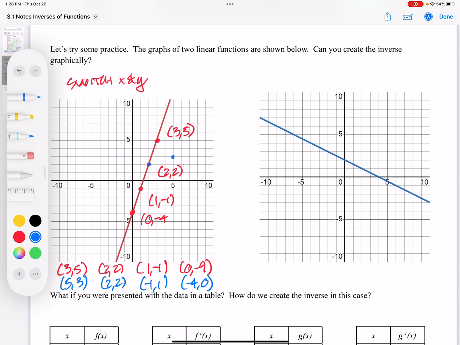Now if I plot them, I get these points right here. And I can connect the lines, and there we go. There's my inverse function. Visually, we can check it by sketching in y equals x, which would look like that. And we can see that y equals x goes right in the middle of it.